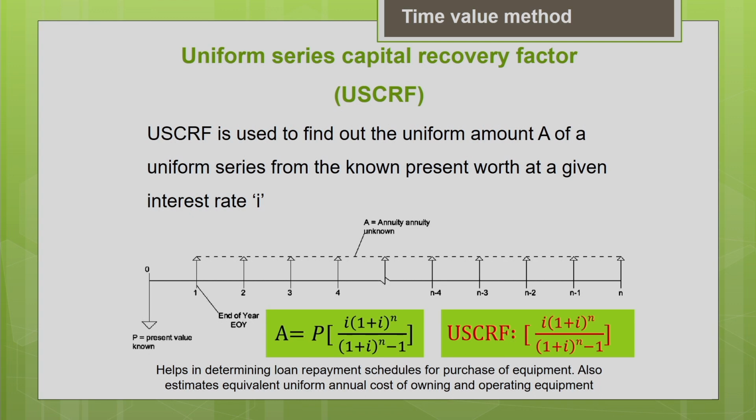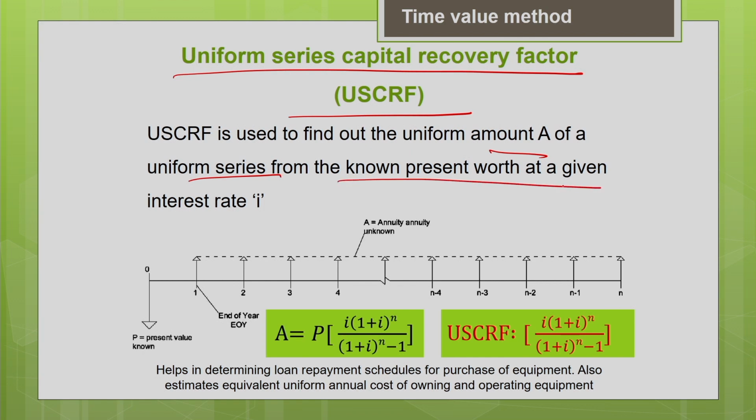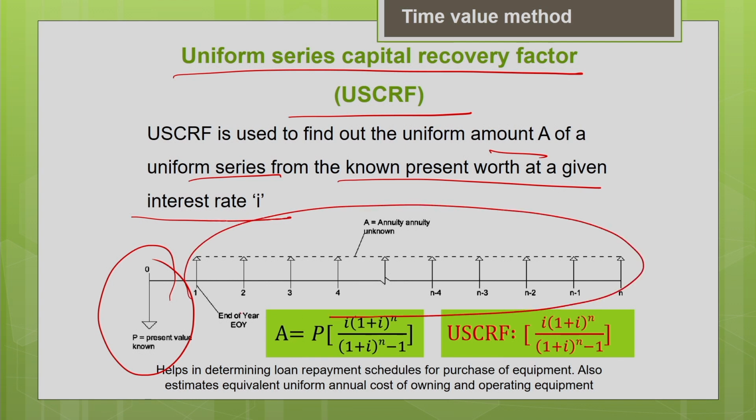The next important factor which we are going to discuss today is the uniform series capital recovery factor. Basically this is used to find the uniform amount A of a known series from the known present worth at a given interest rate I. You know the present value of a particular asset. How to convert it into an equivalent uniform series? That is possible using the uniform series capital recovery factor.